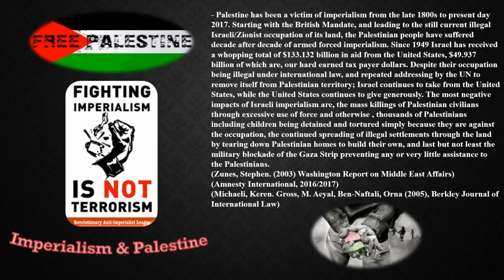The most negative impacts of Israeli imperialism are the mass killings of Palestinian civilians through excessive use of force and otherwise, thousands of Palestinians, including children, being detained and tortured simply because they are against the occupation, the continued spreading of illegal settlements through the land by tearing down Palestinian homes to build their own, and last but not least, the military blockade of the Gaza Strip, preventing any or very little assistance to the Palestinians.